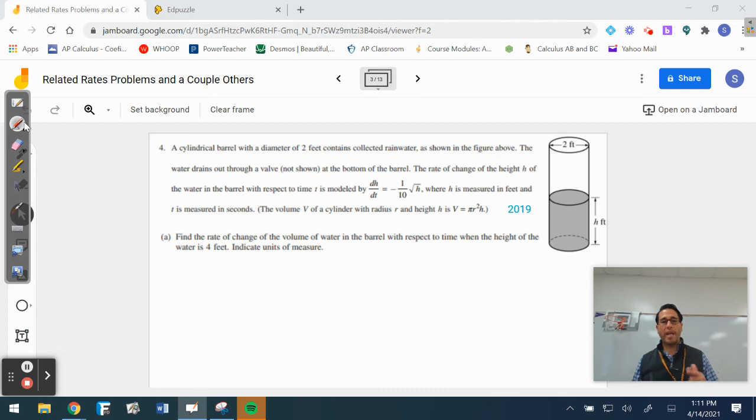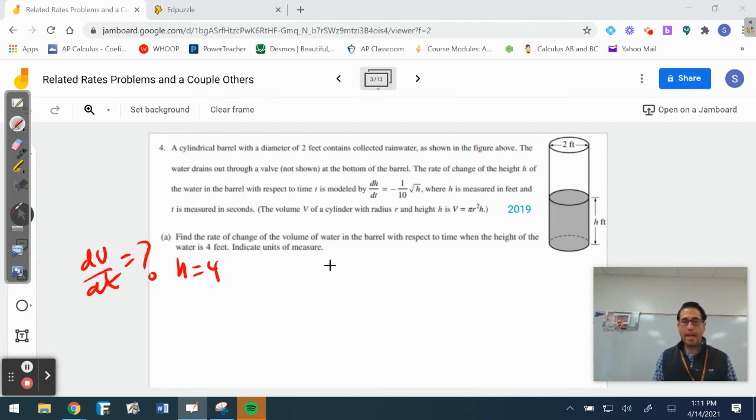Part A: find the rate of change of the volume of the water in the barrel with respect to time when the height of the water is 4 feet. So what are we trying to find here? We're trying to find the rate of change of the volume with respect to time when the height is equal to 4. So we're trying to find dV/dt. Now, they give us that V equals pi r squared h.